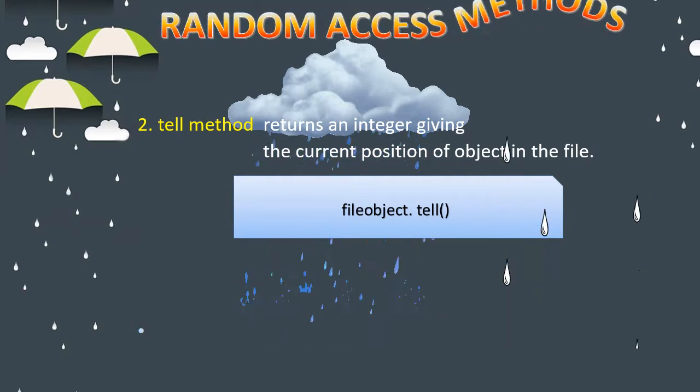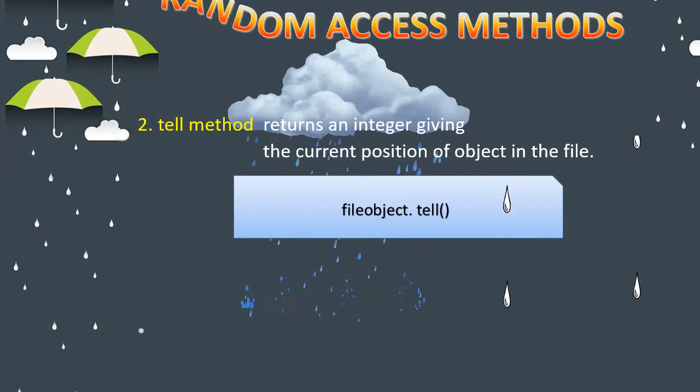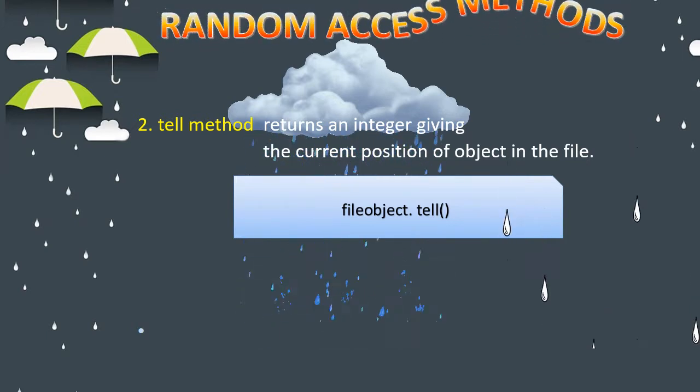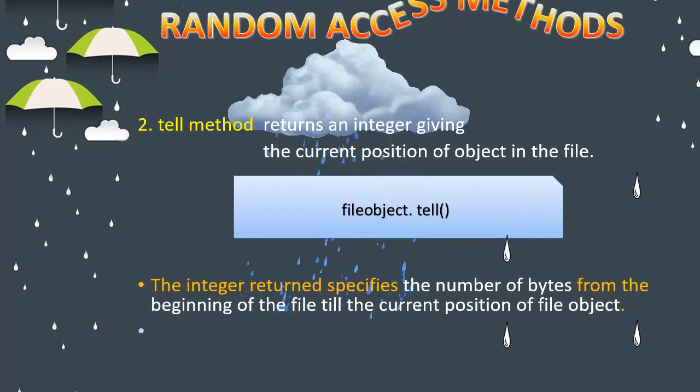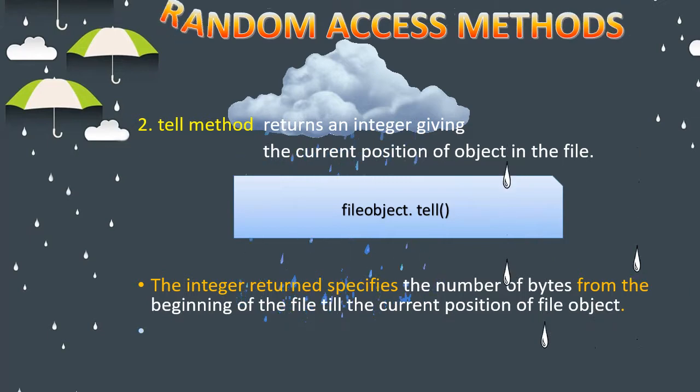The general form is object dot tell, with no parameters. It returns an integer value, and that integer value specifies the number of bytes from the beginning of the file.